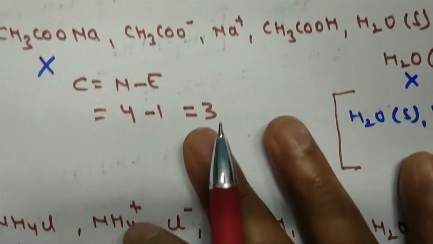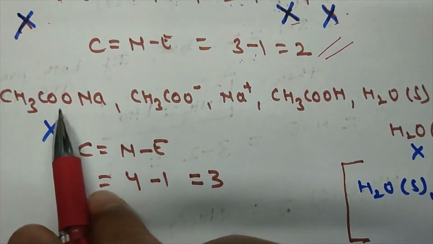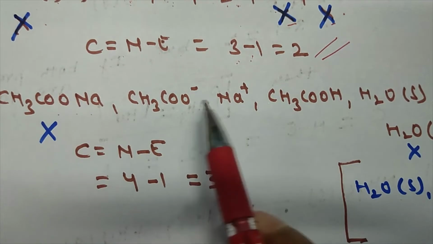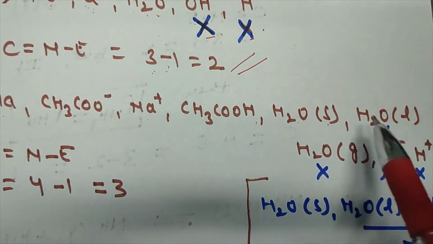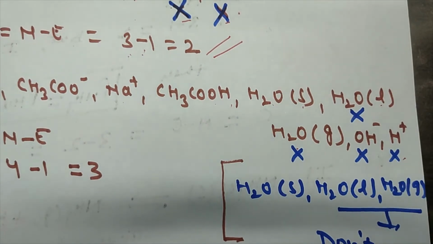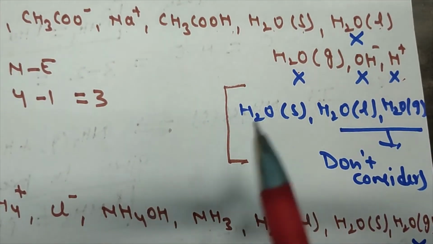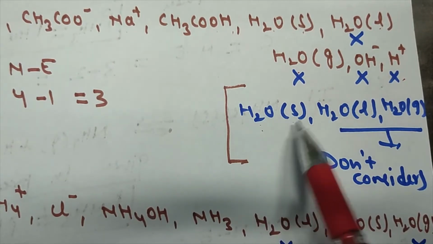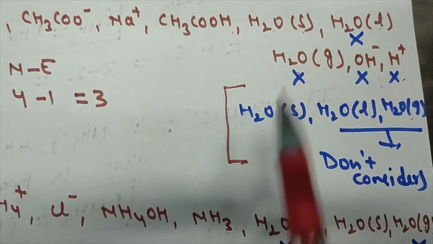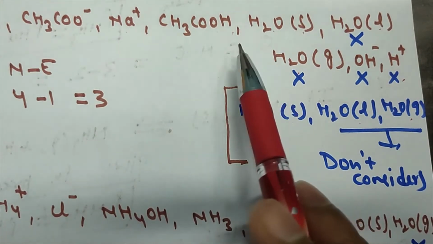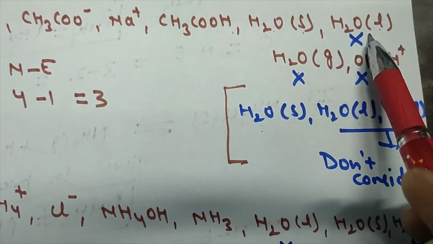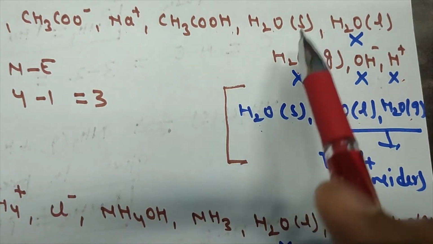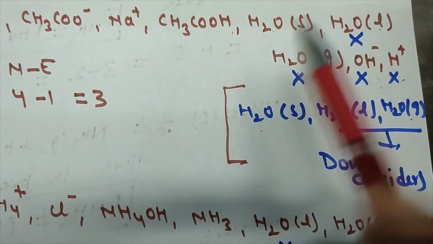Component will be 2. Again one question: CH3COONa, CH3COO minus, Na plus, CH3COOH, this is acetic acid, H2O solid, H2O liquid, H2O gas, OH minus, H plus. Again the third condition: if in a given question H2O solid, H2O liquid, H2O gas are given and they are not in equilibrium, guys, don't be confused. In the previous question we mentioned that H2O solid was in equilibrium with H2O liquid, and H2O liquid was in equilibrium with H2O gas, then you may consider that. But here there is no equilibrium, they are separated with commas.